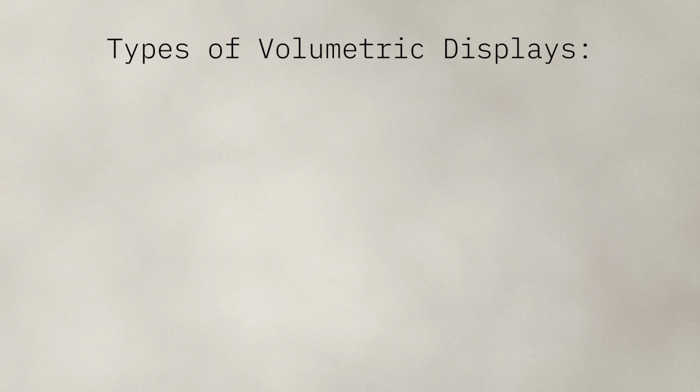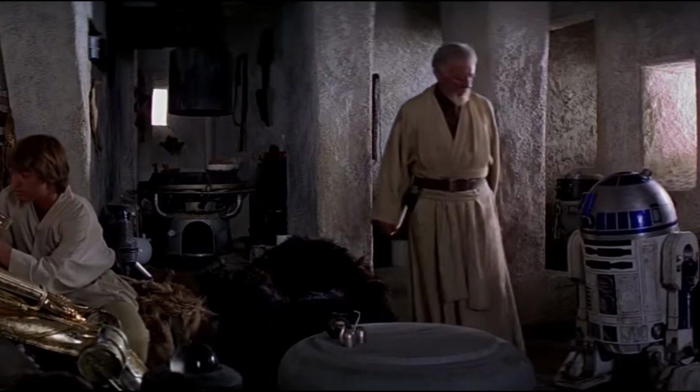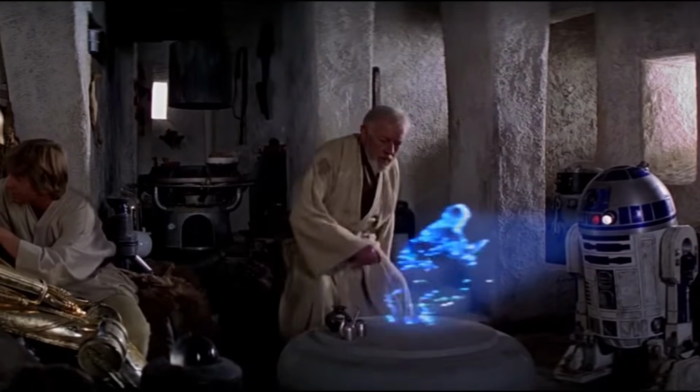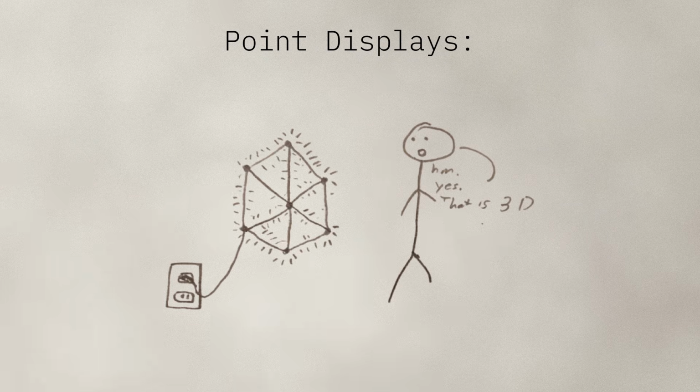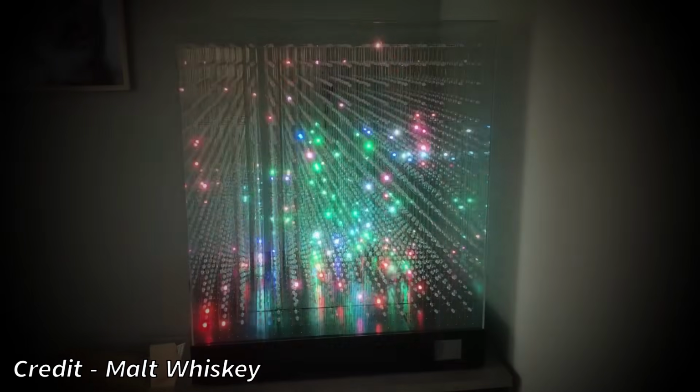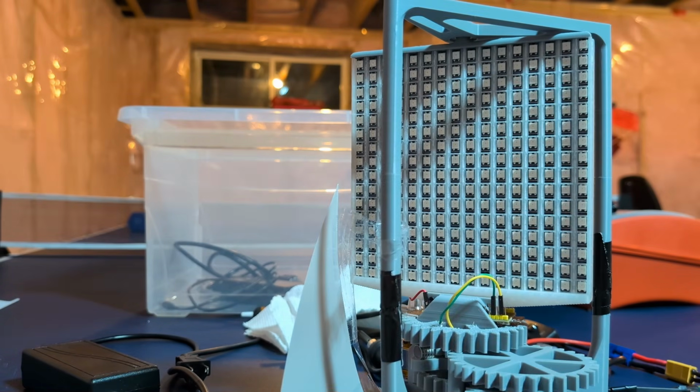So there's actually three types of volumetric displays: ray, wave, and point displays. Ray and wave displays are basically Star Wars and are either going to make me broke or give me radiation sickness. So we're doing point displays. Point displays work by producing or reflecting light from a point where you want to show something. The simplest version of this is just a cube of LEDs, but like, where's the fun in that? You don't even have to wear eye protection or wake up your family while running it.